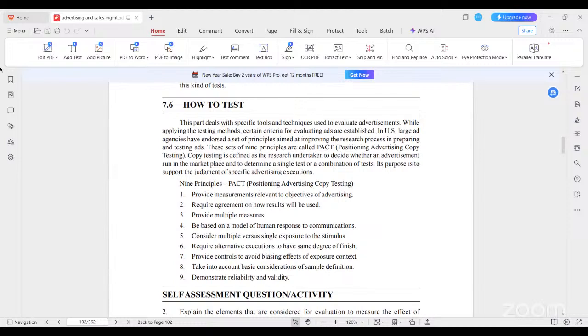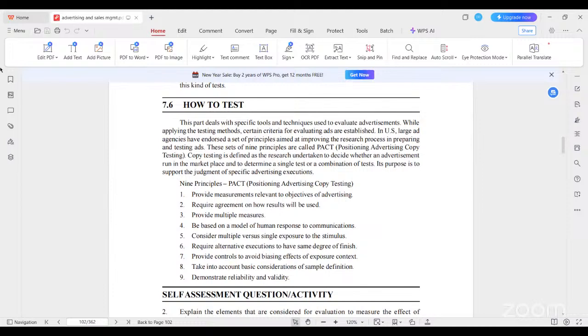Then the rapidly changing media landscape is also one of the challenges, which advertisers and advertising agencies feel while measuring media effectiveness, because the rapidly changing media landscape, with constant evolution of media channels and platforms, makes it challenging to develop effective media strategies.